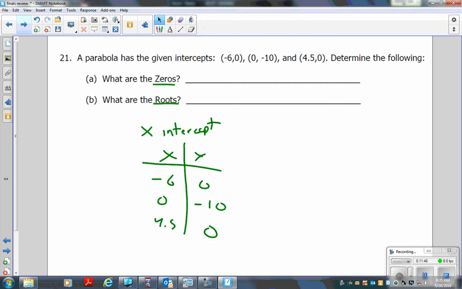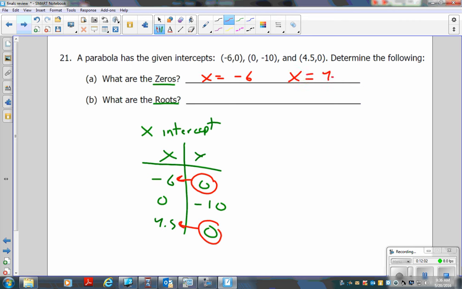Again, if we're looking for the x-intercept, we're looking for wherever the 0 points towards the x section. These 2 right there are x-intercepts. So what are the zeros? X equals -6 and x equals 4.5. The word roots is the same exact thing as zeros.